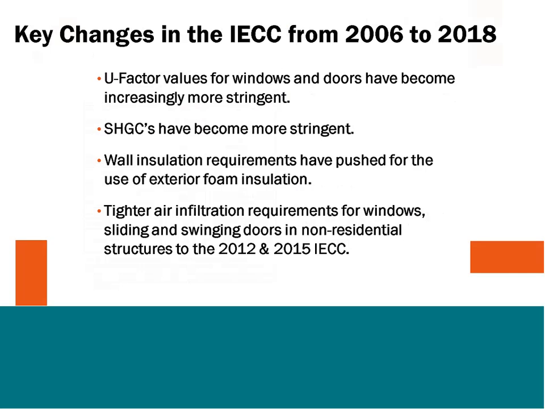Some of the key changes in the IECC from 2006 to 2018: because buildings represent a significant portion of our total energy usage, each new version of the IECC is more stringent than the previous version. U factors for windows and doors have become increasingly more stringent. The SHGC has become more stringent. Wall insulation requirements have pushed for the use of exterior foam insulation, and there are tighter air infiltration requirements for windows, sliding doors, and non-residential structures, according to 2012 through 2015.